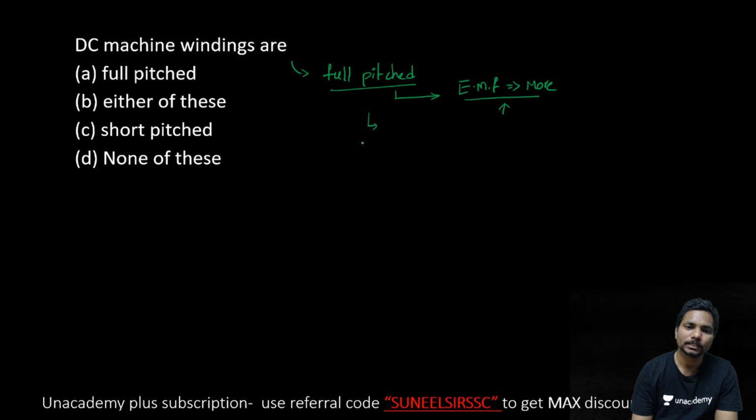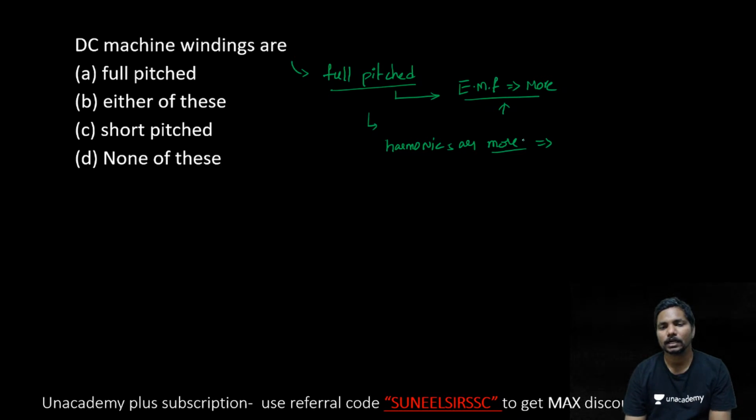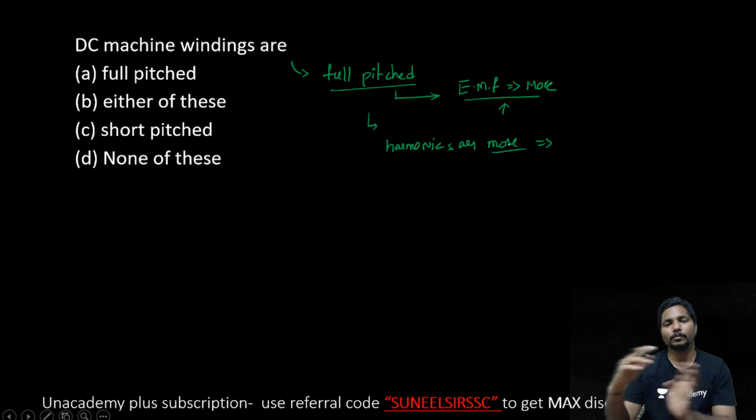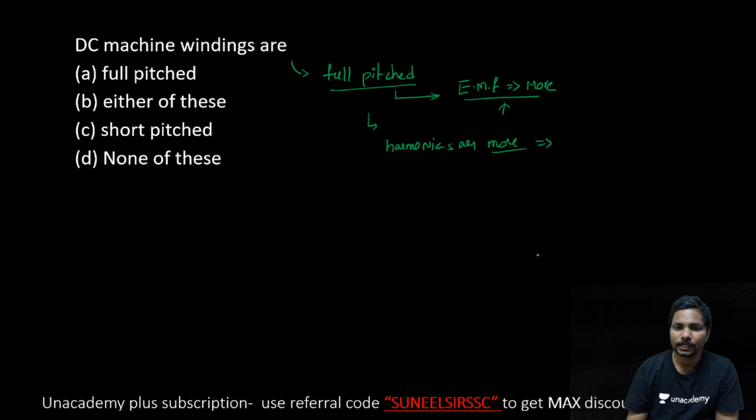But the problem is harmonics, which are more. But here there is no worry about the harmonics in case of DC machines. Why? Because even if we have some harmonics due to the commutator, we are getting the DC only. So no need to worry about that.